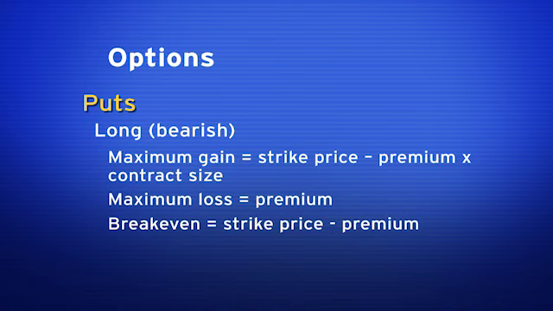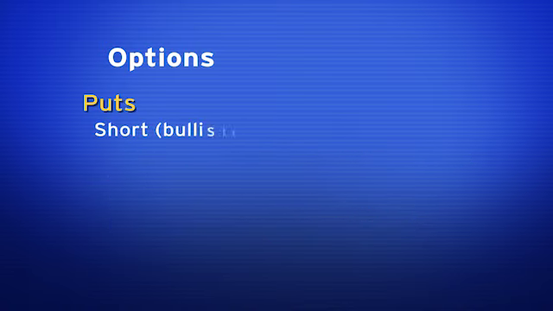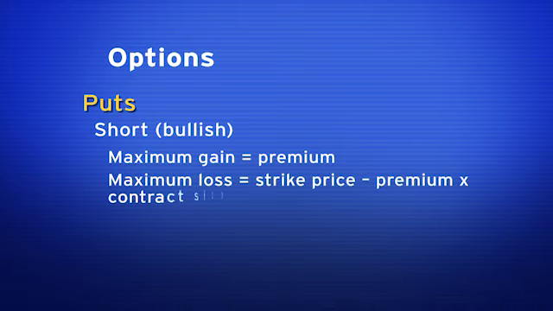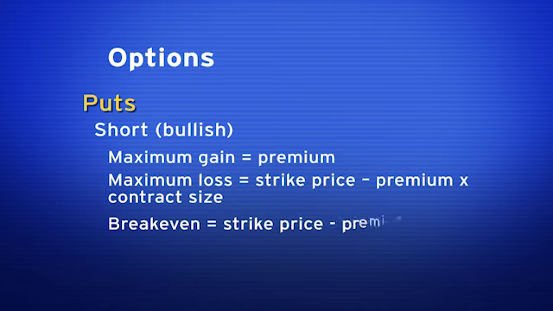What else could I do with a put option? I could sell the put. I could go short the put. In this case, I am bullish. The maximum gain would be premium. The maximum loss would be strike price minus the premium times the contract size. The break even would be strike price minus the premium. Remember, call up, we add, put down, we subtract.